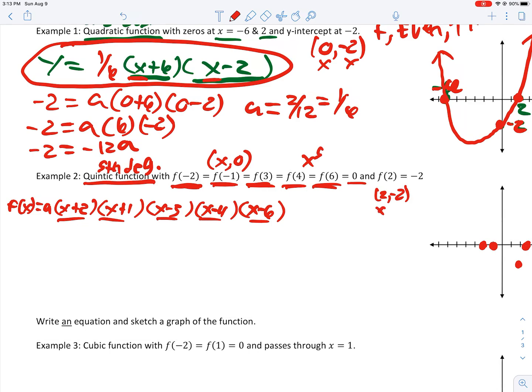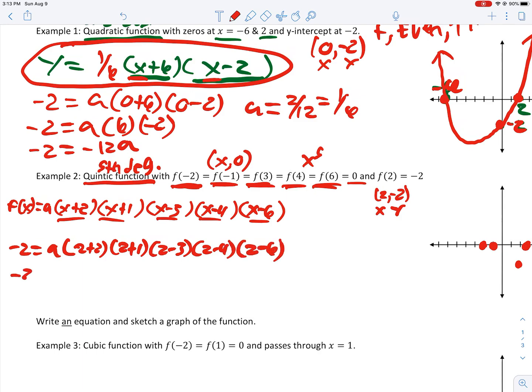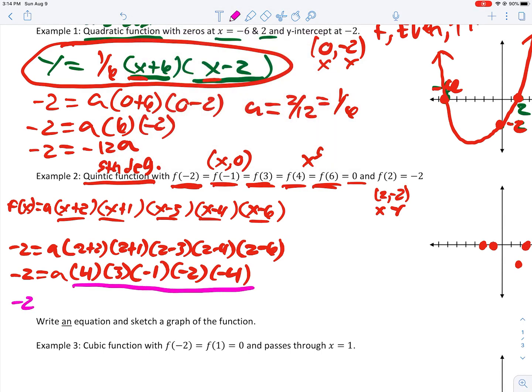So here's your x, here's your y. So negative 2 equals a times 2 plus 2, 2 plus 1, 2 minus 3, 2 minus 4, 2 minus 6. So negative 2 equals a times 4 times 3, negative 1, negative 2, negative 4. Right, multiply those all together.